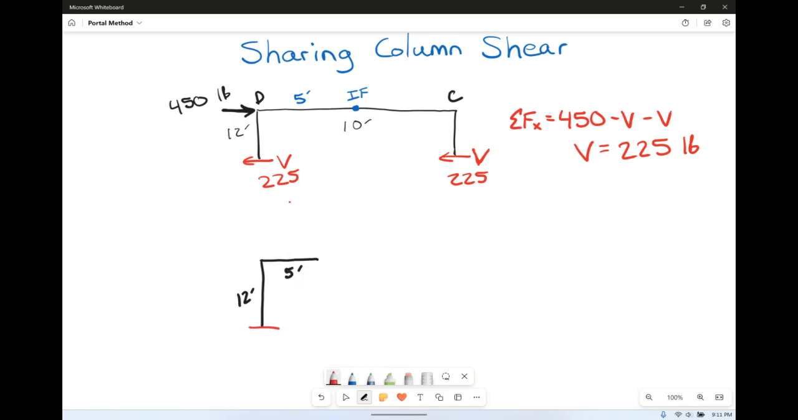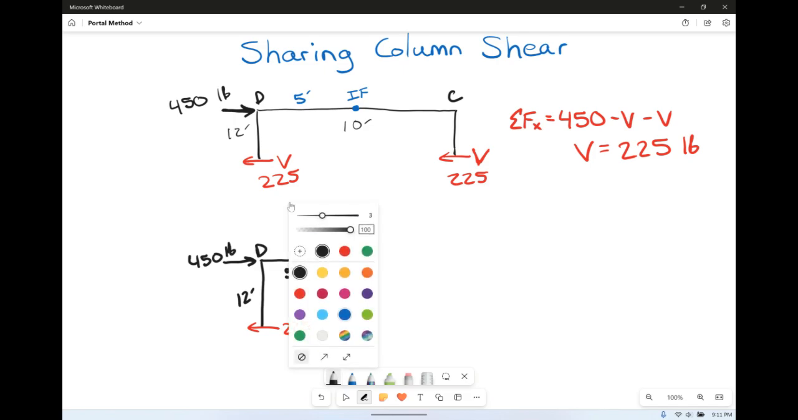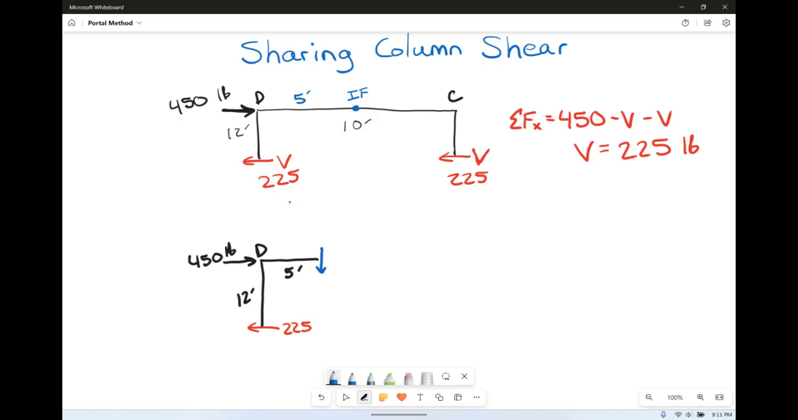We did find V over here to be 225 pounds. We have our 450 pound load actually at spot D. And then when we made our cut, we have our shear force. This is shear in DC, and this is our normal force also in CD. So we made that cut right at that inflection point.